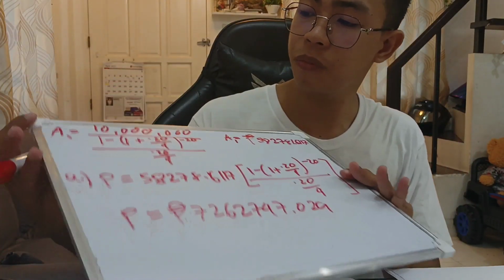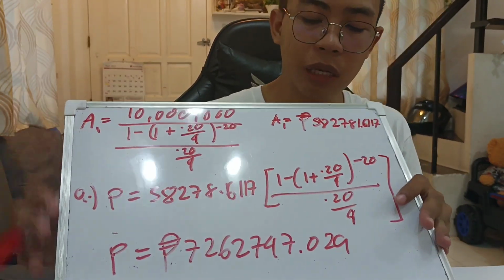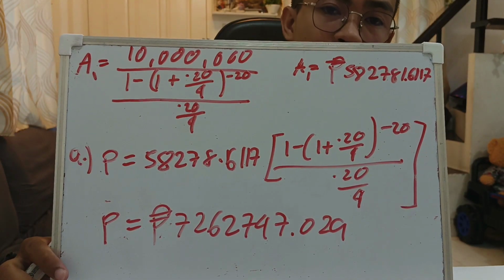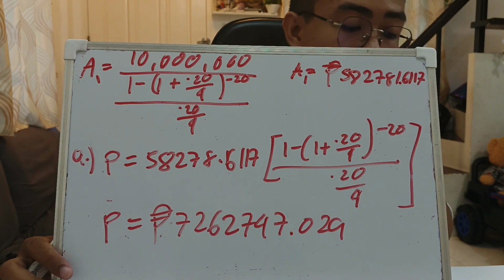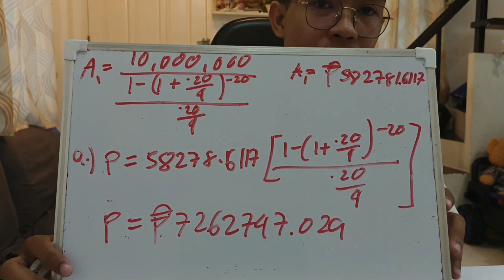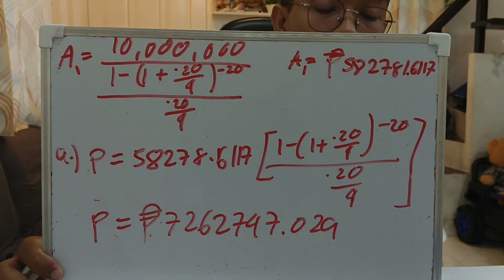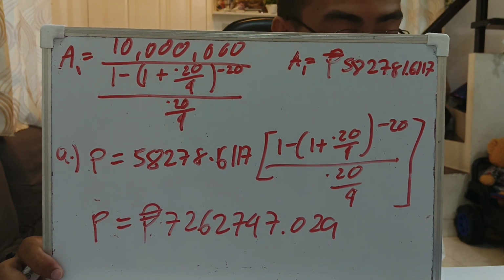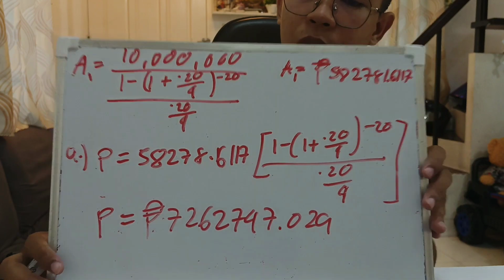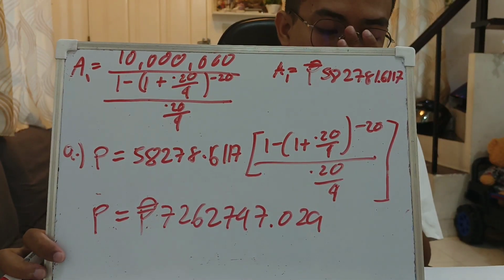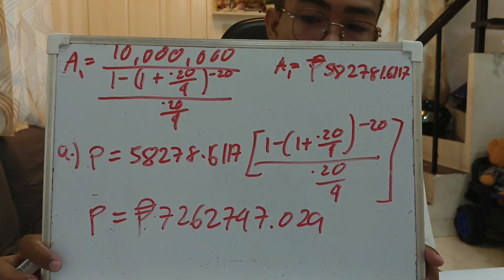So A could be 10 million pesos over 1 minus the quantity of 1 plus 0.20, or 20%, divided by 4 to the power of negative 20, all over 0.20 divided by 4, compounded quarterly. So our A1 here would be 582,781.6116.